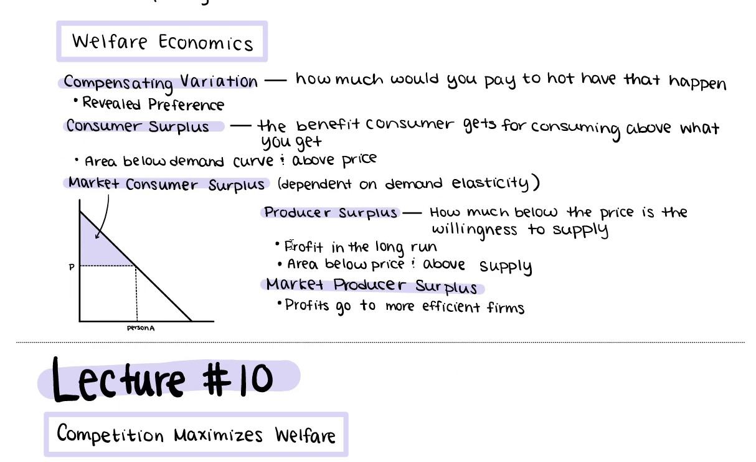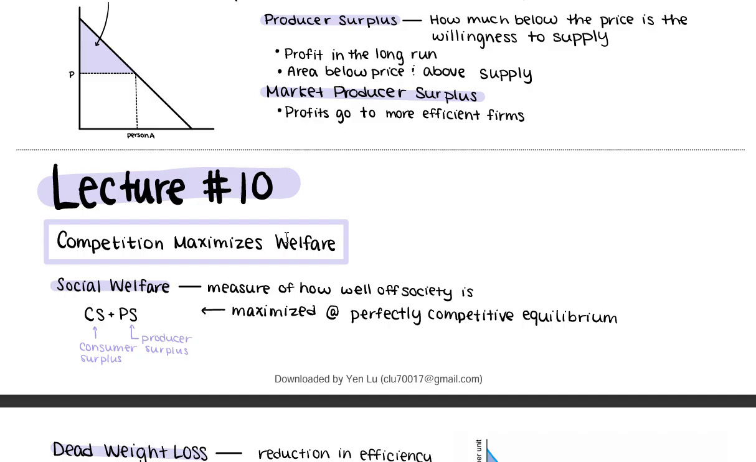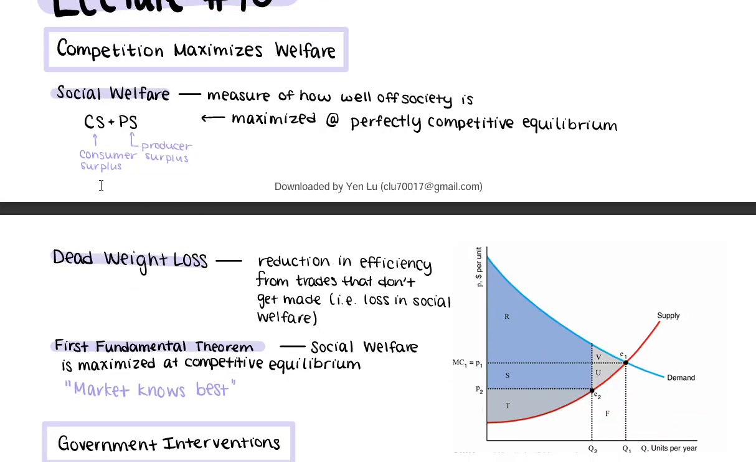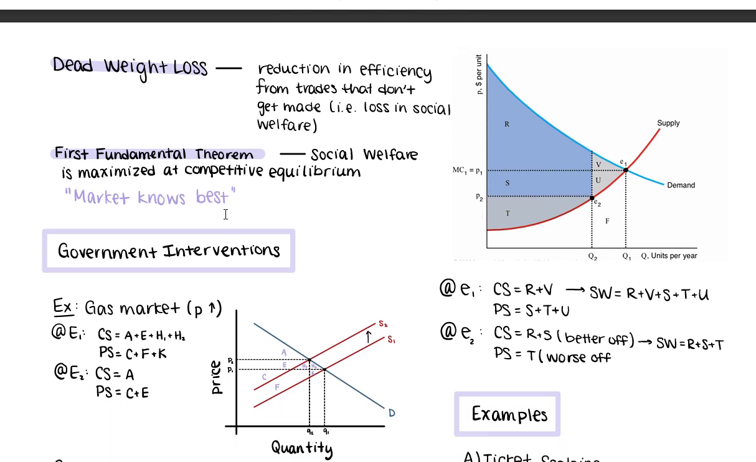So how does welfare economics go under perfectly competitive markets? Competition maximizes welfare. Social welfare is a measure of how well off the society is. As I have mentioned, it's consumer surplus plus producer surplus, and we want to maximize it because for social welfare, more is better.